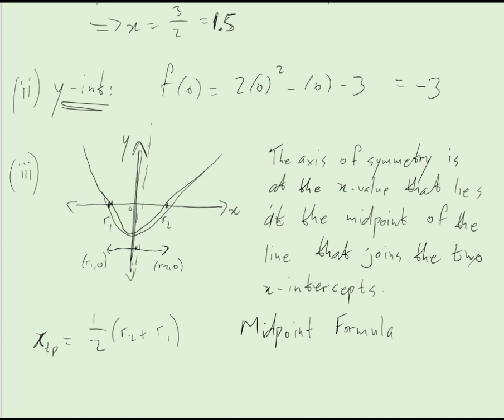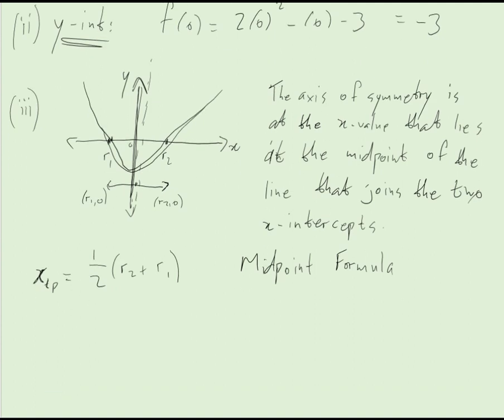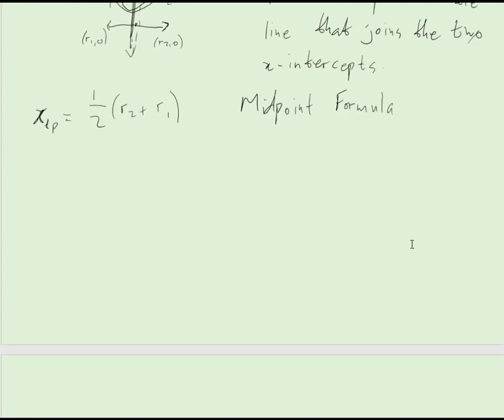So we can find the midpoint like that. And in a very general sense, we know our two roots from the quadratic formula. x is negative b plus or minus the square root of b squared minus 4ac, all over 2a. There's two solutions here, the plus and the minus.